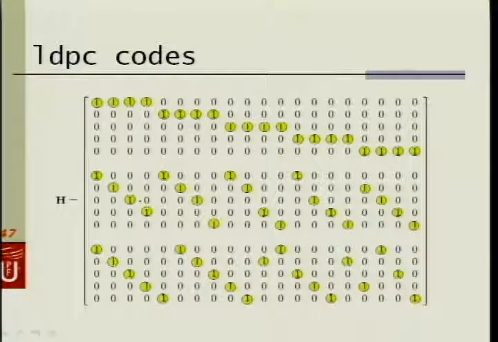This is an example of a low-density parity check code, a regular low-density parity check code described through the parity check matrix. What characterizes a regular low-density parity check code is the fact that each row of the matrix H and each column of the matrix H contain the same number of ones. So in this case, we have 4 ones in each row and 3 ones in each column.